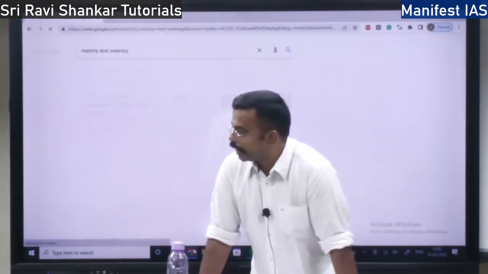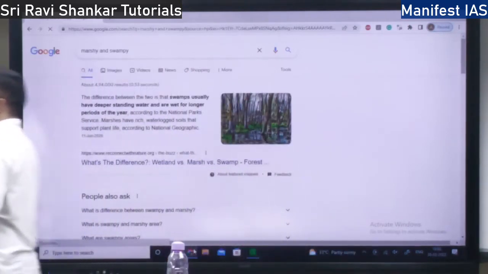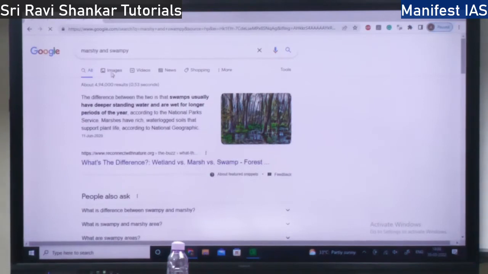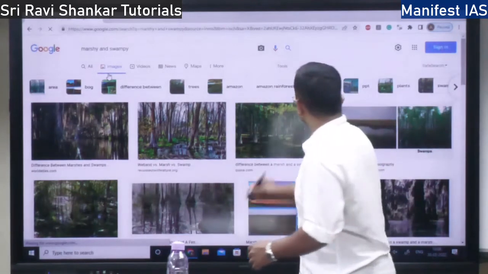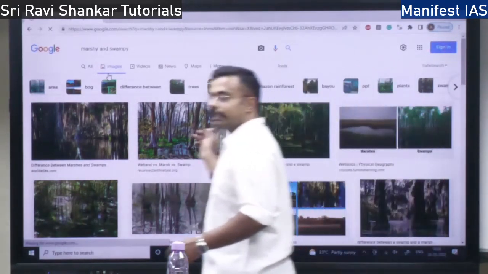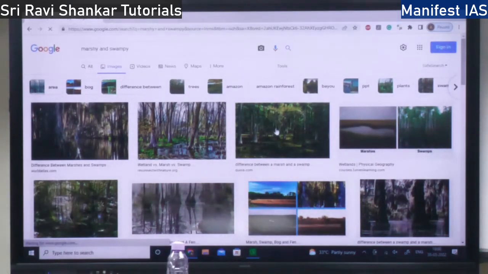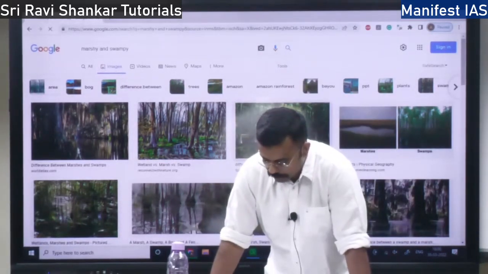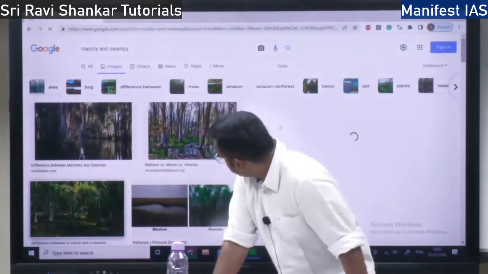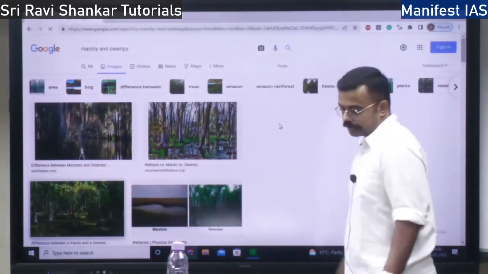So this Terai region is made up of marshy and swampy area. This is a marshy and swampy area. Full vegetation is also there. Trees are also there. Water is also there. Can you see? This is a marshy and swampy area, right? The Terai region looks like this. And here there is a lot of good vegetation. Good vegetation you can find in this region, right?